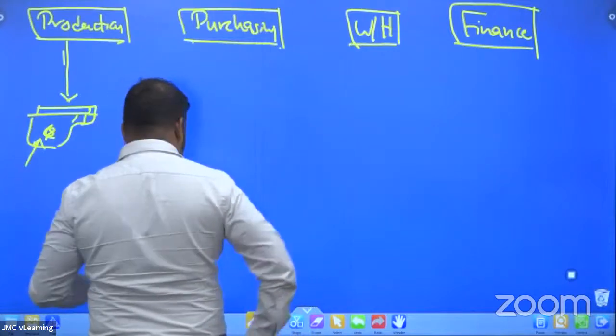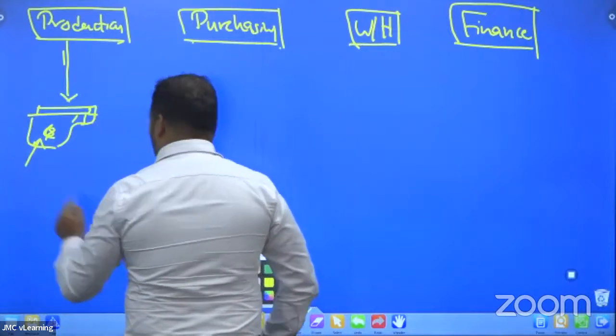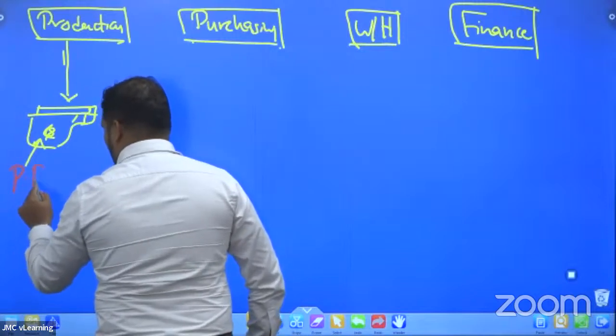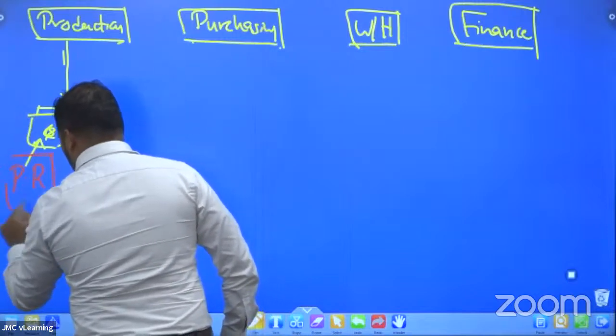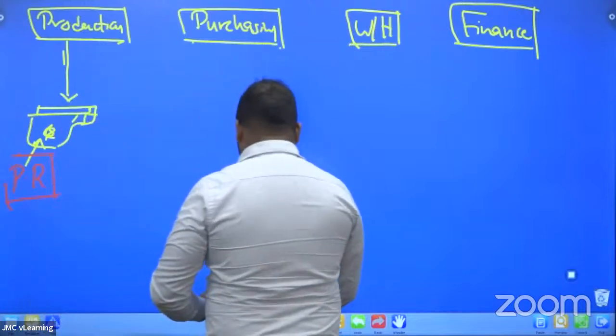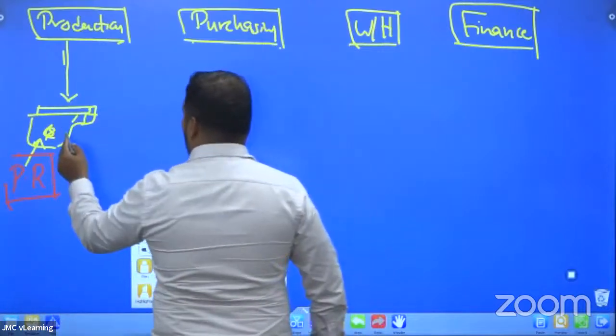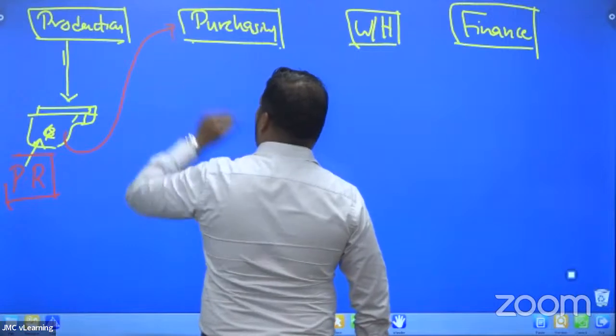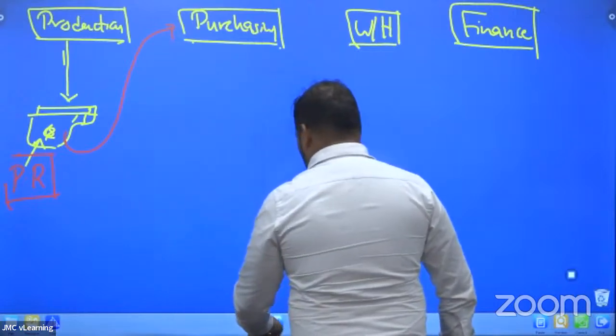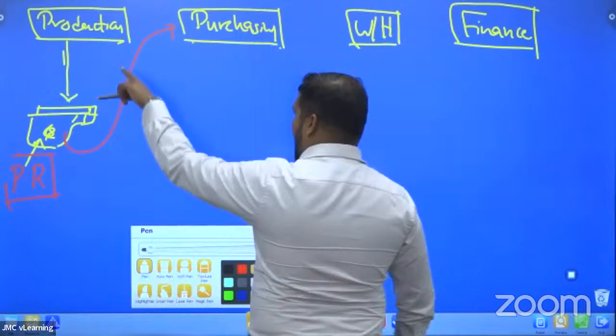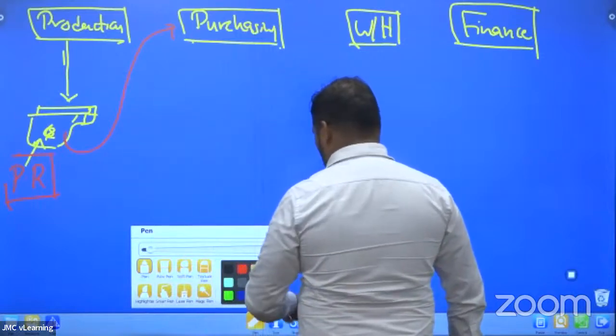This document is referred to as what? This document is referred to as PR, purchase requisition. It has 2 copies. The original PR will go to the purchasing department, and the second copy will remain as a book copy in this department.